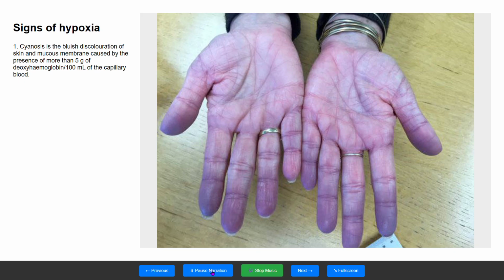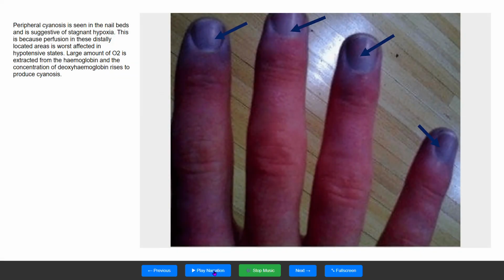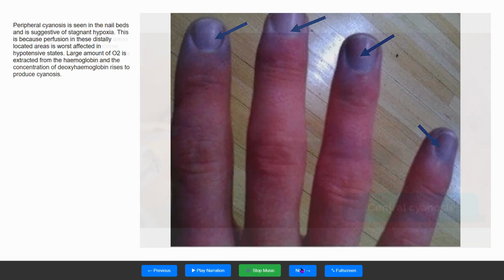Signs of hypoxia are: 1. Cyanosis is the bluish discoloration of skin and mucous membrane caused by the presence of more than 5 g of deoxyhemoglobin/100 ml of the capillary blood. Peripheral cyanosis is seen in the nail beds and is suggestive of stagnant hypoxia. This is because perfusion in these distally located areas is worst affected in hypotensive states. Large amount of O2 is extracted from the hemoglobin and the concentration of deoxyhemoglobin rises to produce cyanosis.